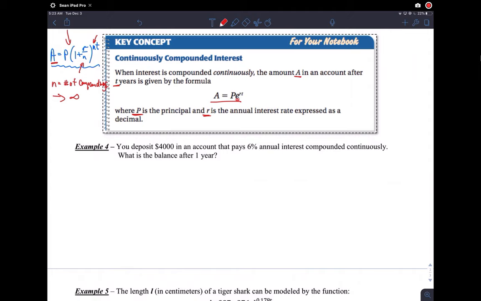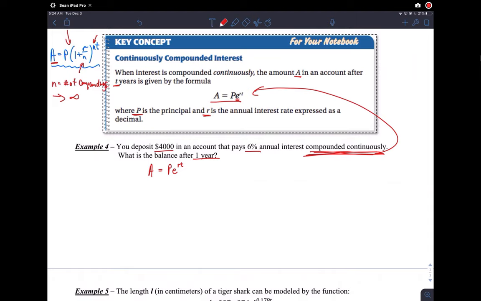So I'm going to write down the formula here: A equals P e to the rt. And then let's identify the parts of the prompt that go into the formula. So you deposit $4,000 in an account that pays 6% interest compounded continuously. Please, you need to look for this word. Compounded continuously tells you I have to use this formula. If it says compounded annually or something like that, then you're going to use the other formula. And then what's the balance after 1 year?